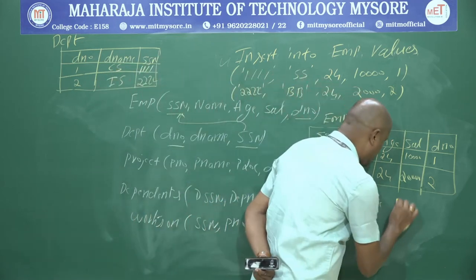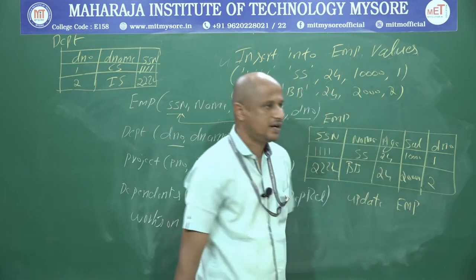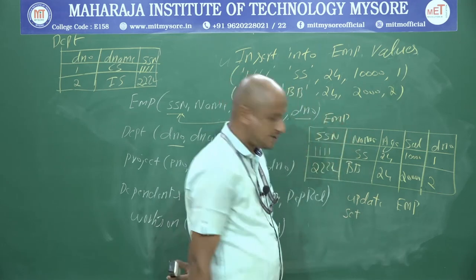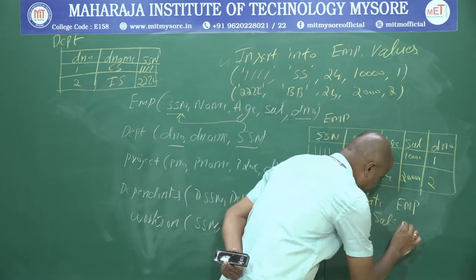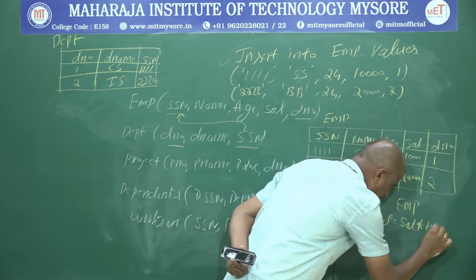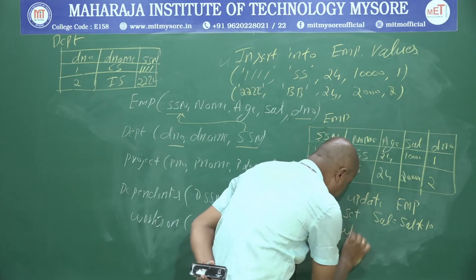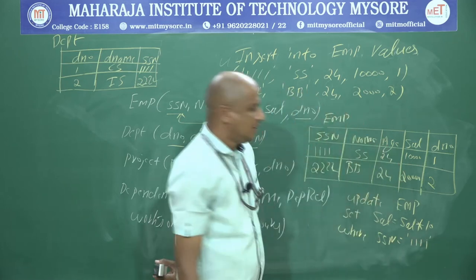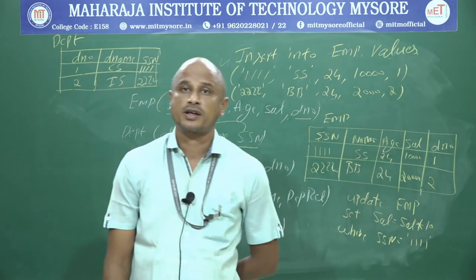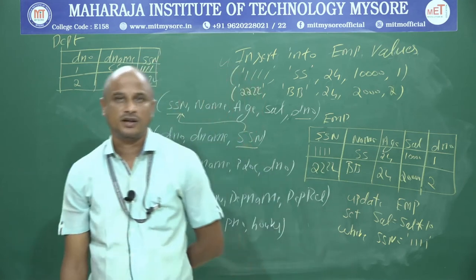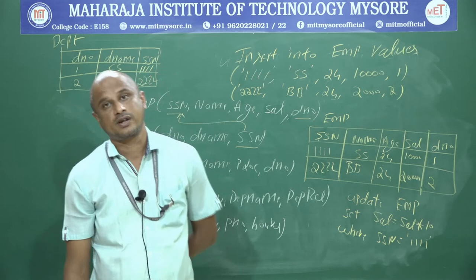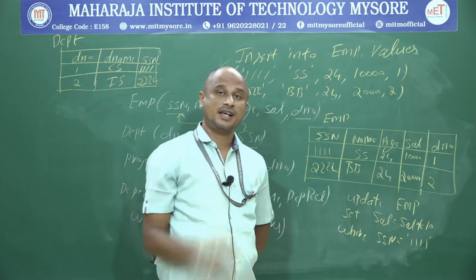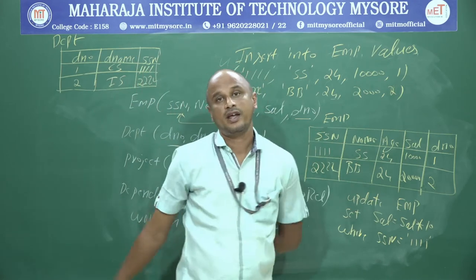Okay, so update employee, the table which needs to be updated. Set salary is equal to salary into 10, where SSN is equal to 111. This is the syntax. So I am updating employee where salary is incremented by 10 into 10, where SSN is equal to 111. So for a particular employee with a unique key specified as 111, I am going to increase the salary by 10 rupees extra in the employee table.